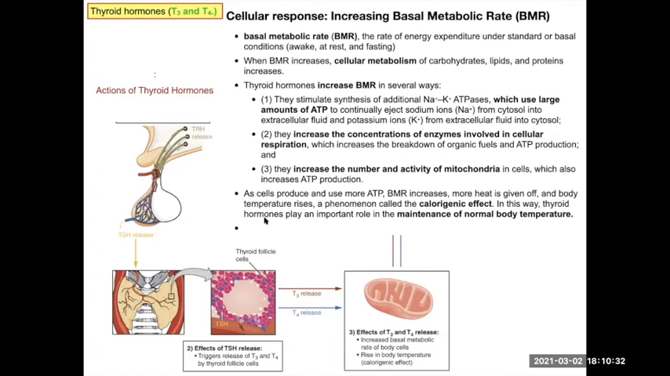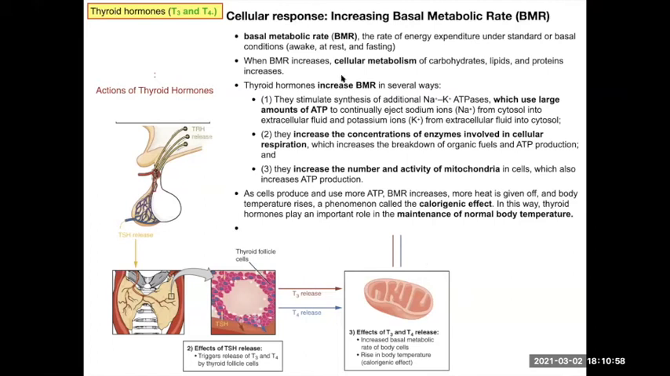So your body's generating a lot more energy, breaking down a lot more glucose, by making these additional pumps in there. The protein transcription is going to increase enzymes involved in cellular respiration. And like I said, they're going to increase the number and activity of mitochondria, those powerhouses of the cell that are making ATP.